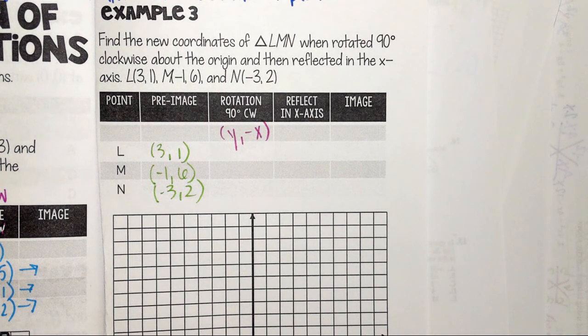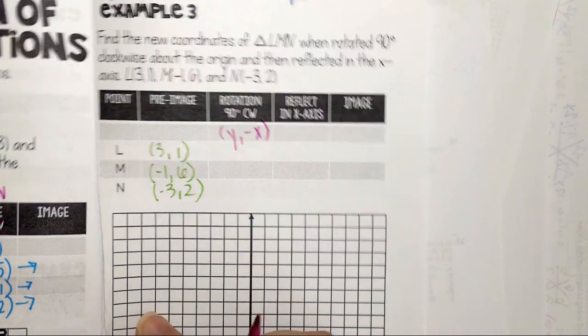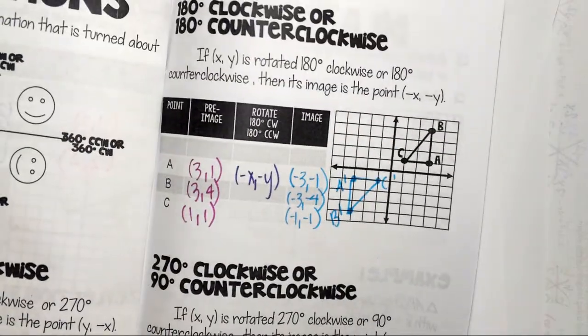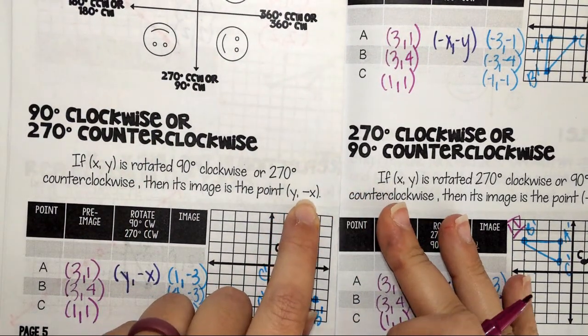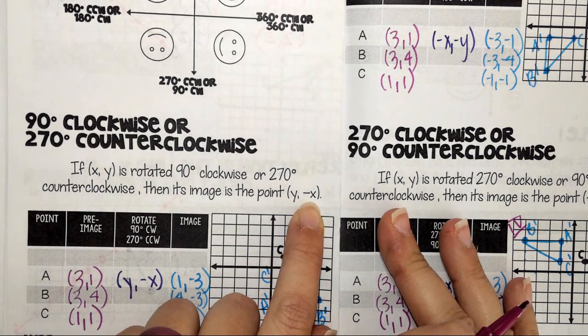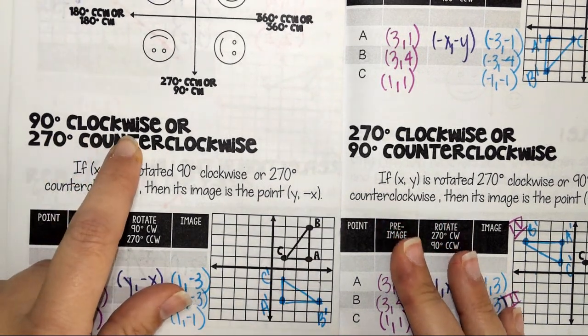You disagree? Are you disagreeing for a reason or just to be contradictory? What's your reason? A fact. Okay, what's our fact? Mister, 90 degrees clockwise is Y, -x. No, mister, 90 degrees clockwise.